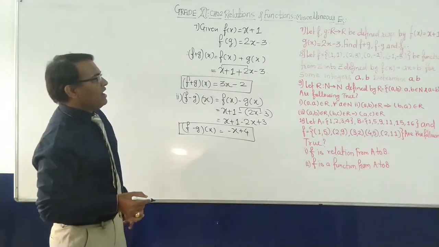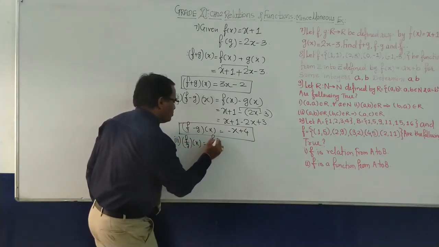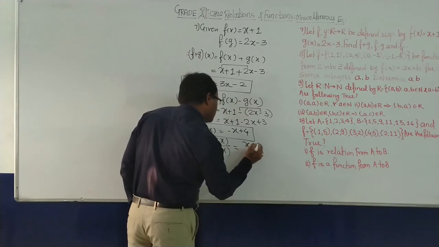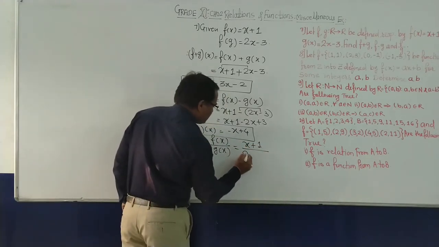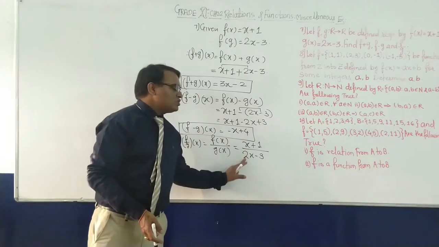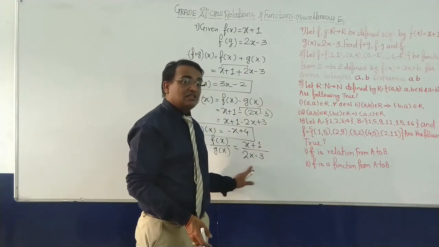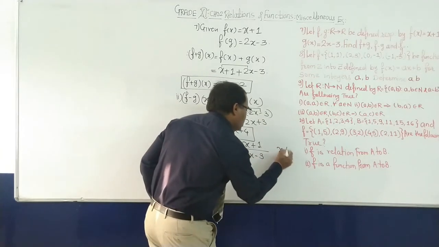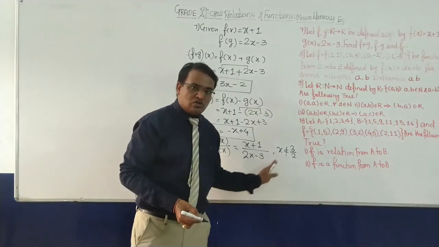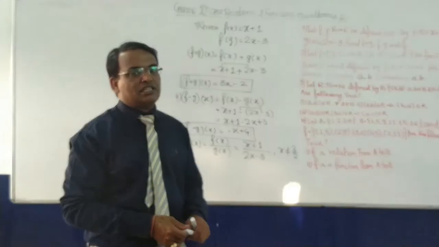Now the next one is f upon g of x. The third one is f upon g of x, which is equal to f of x divided by g of x. f of x is x plus 1 and g of x is 2x minus 3. This is the function. Now here, if 2x minus 3 is 0, then 2x is equal to 3, so x is equal to 3 by 2. So here x should not be equal to 3 by 2, because if it is 3 by 2, the denominator will become 0 and we cannot find the answer. That is not defined.